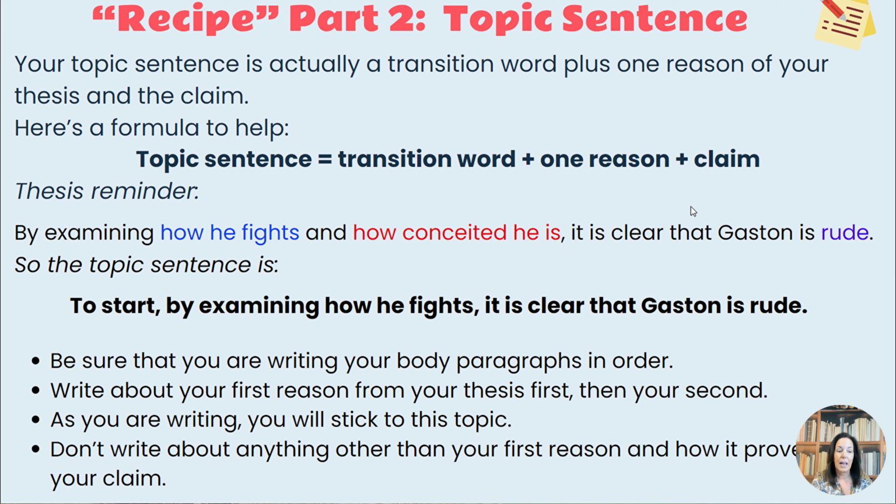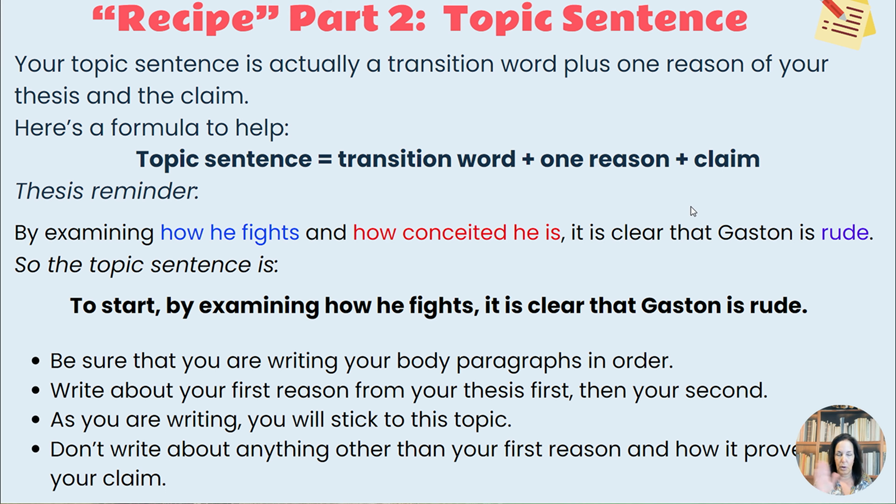Here are some tips. Be sure that you are writing your body paragraphs in order. Write about your first reason from your thesis first, then your second. You don't want to flip it around and go in a different order. As you're writing, you will stick to that first reason, to that topic. Don't write about anything other than your first reason and how it proves your claim.